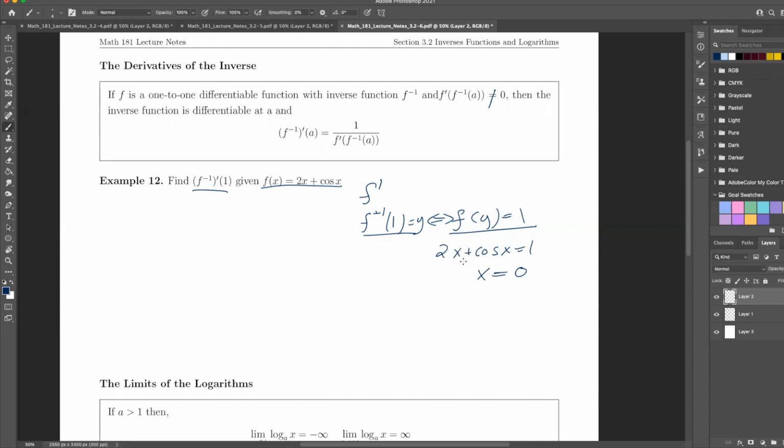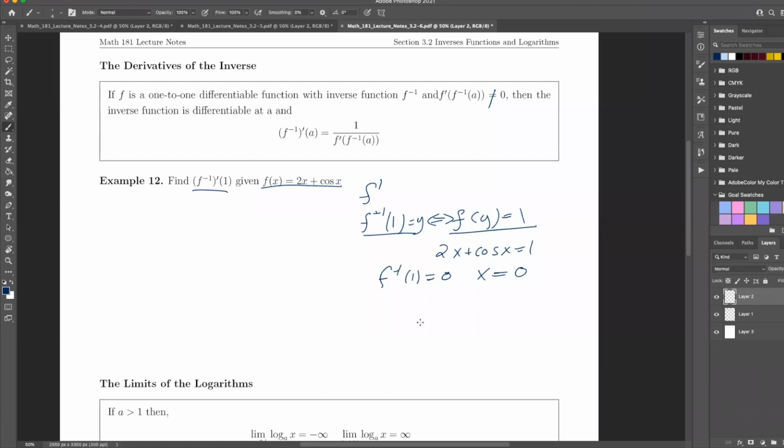So here we have x is equal to 0. So the inverse value of 1 is 0, because when I plug in 0 into this, I get 1. That's what it means to be an inverse.